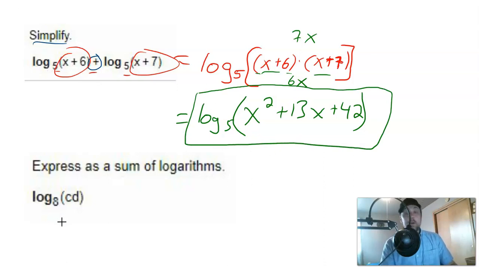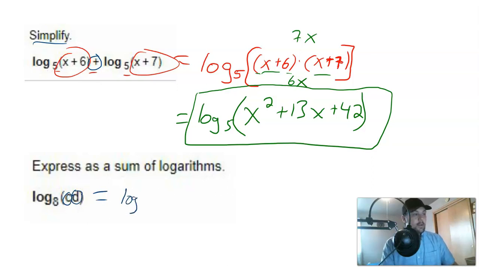Here they're asking us to go in the other direction. We already have a single logarithm. They want us to split this up into separate logarithms. So the way they describe that in the directions is to say express as a sum of logarithms. That means they want you to split it up into separate logarithms. So here we're multiplying the c and the d together. So what we want to do is split these up and put the c and the d in separate logarithms.